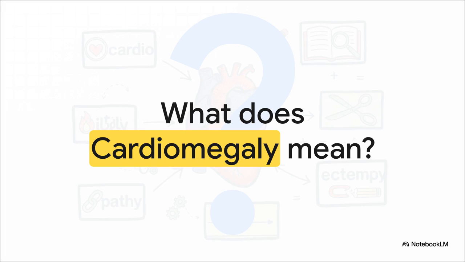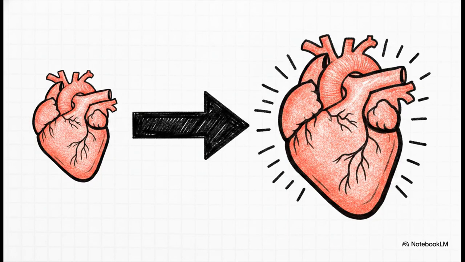Take a look at the root and think about what a suffix sounding like mega might imply. I'll give you a second to figure it out. If you guessed an enlargement of the heart, you absolutely nailed it. Cardio is heart, and megaly, like mega or massive, means enlargement. Do you see how intuitive this becomes?